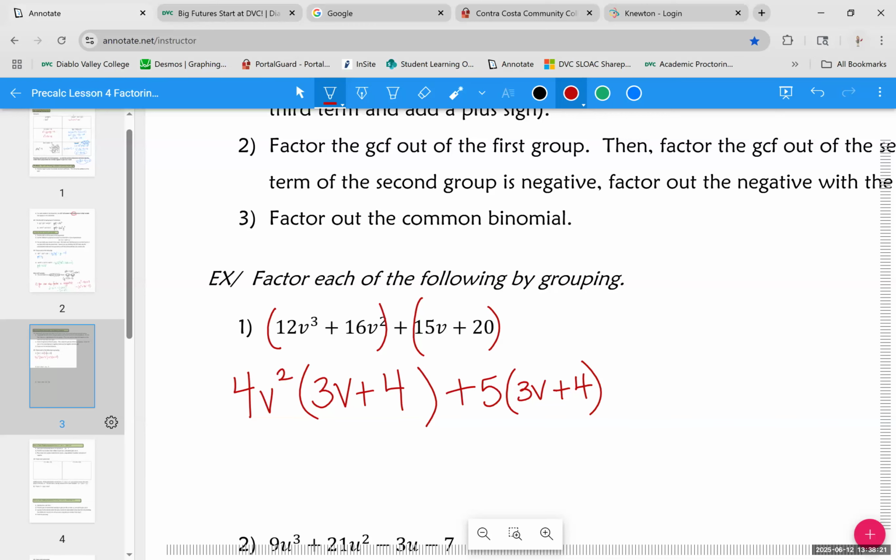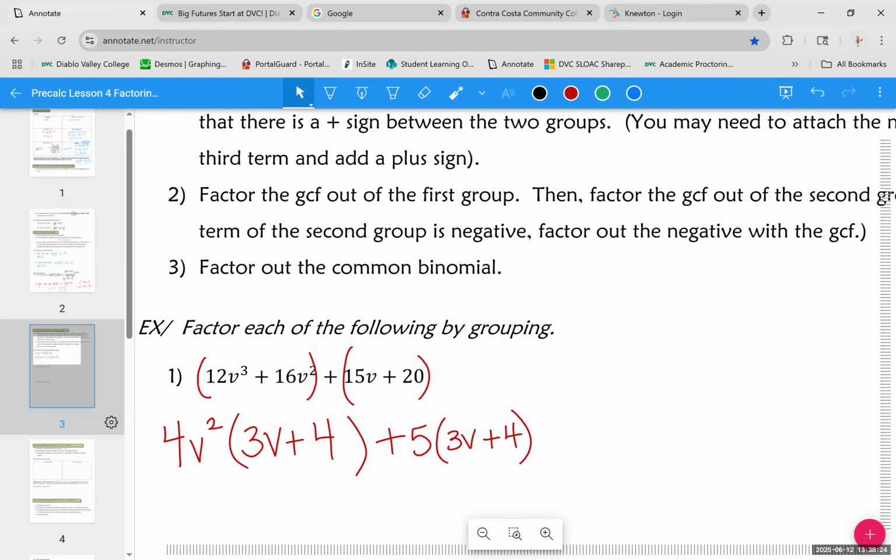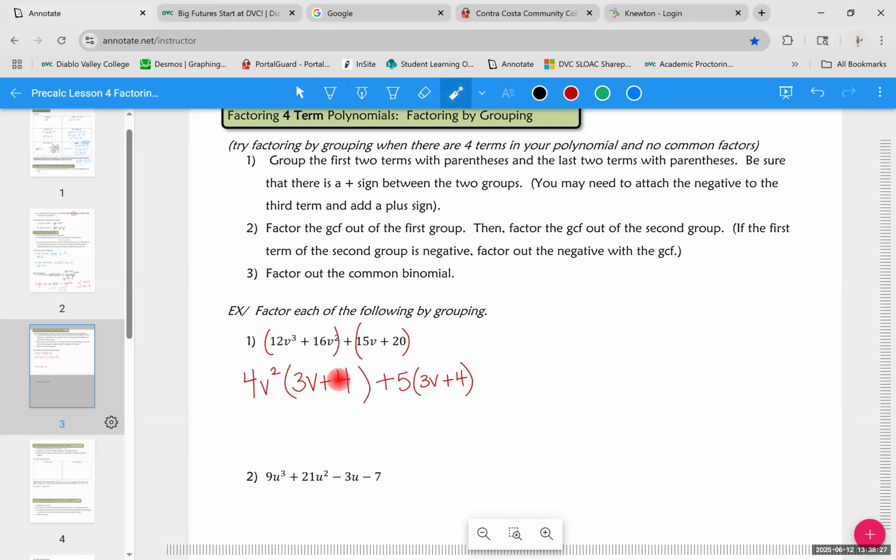Now, if you've done the factoring by grouping correctly, you will notice that the two insides are the same. You now have a common binomial. So remember how we practiced that in the GCF? If this is common, you're going to factor it out front. So I'm going to pull out 3v plus 4. And what I'm left with will be the 4v squared if this is gone, just this, plus 5 if this is gone, just this. So 4v squared plus 5. And now I have that thing factored.